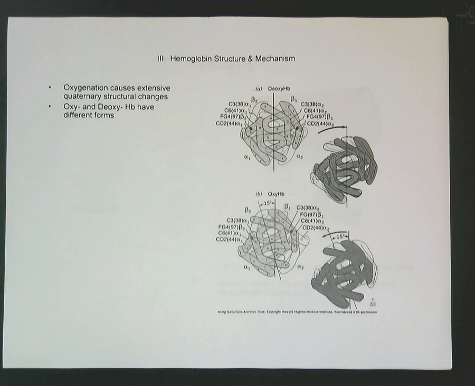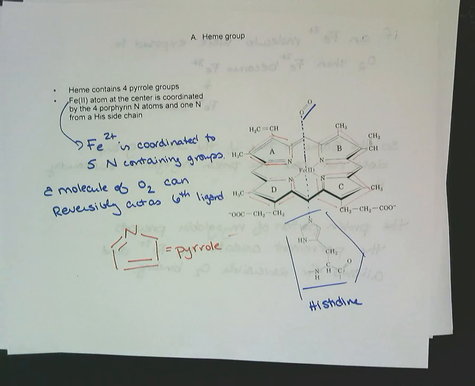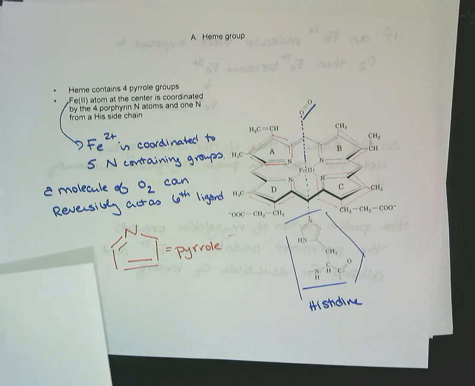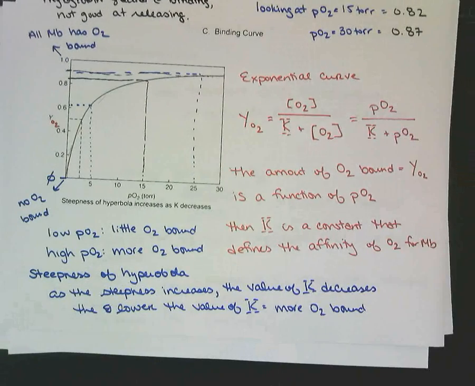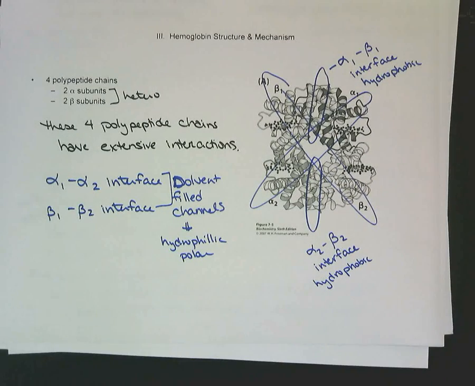Alrighty. So hemoglobin, because we finished talking about myoglobin on Friday. We talked about the heme group, right? That iron is the center of those pyrrole rings. We talked about the myoglobin binding curve. And we started to talk about hemoglobin structure and mechanism.